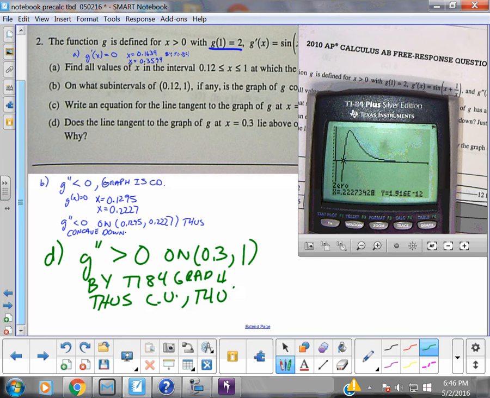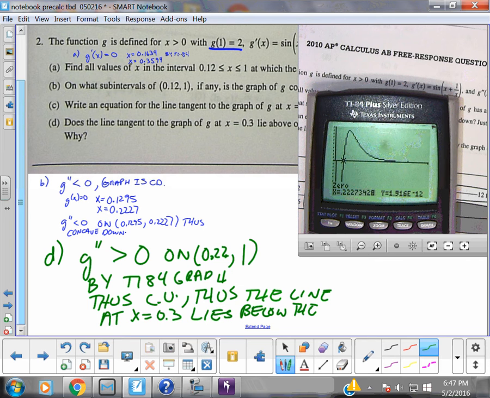Next, I would change this to from 0.3 to 0.227. Thus the line, because we know it's 0 there, so we know it's positive the whole way. Thus the line at x equals 0.3 lies below the curve. And maybe I should have said tangent line. If I had time to go back and fix it, I might put tangent line because that's what it asks. There. And everybody, this is just 1 point.